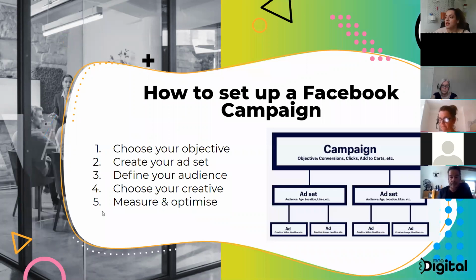So when you're setting up a Facebook campaign, you'll see that it's structured in this way. The top level is the campaign, and that's where you decide on your objective and what you're trying to achieve with your adverts. Below that, you have your ad sets, and that's where you decide on your audience targeting, your budget, that kind of thing. And then below that, you have your adverts. That's what people actually see on your Facebook campaign. So we're going to go into each of those steps now.